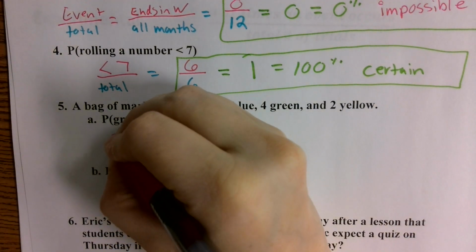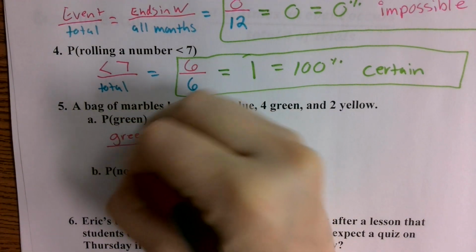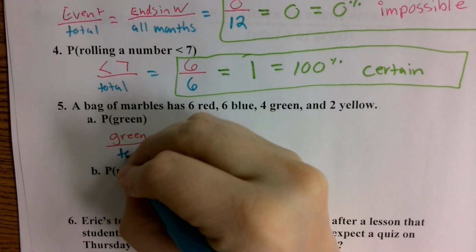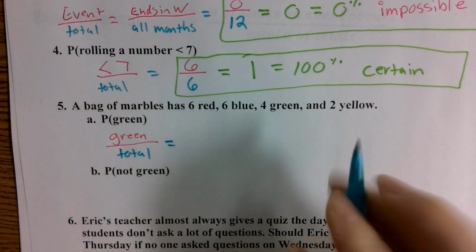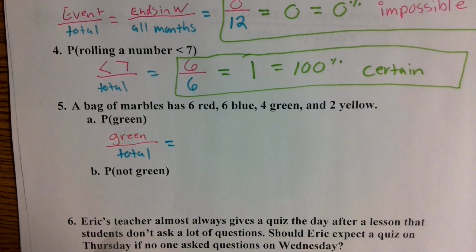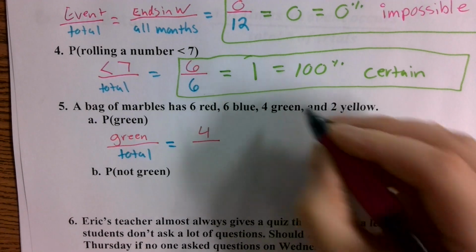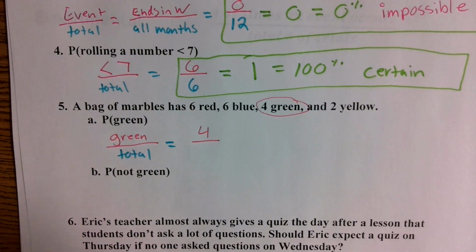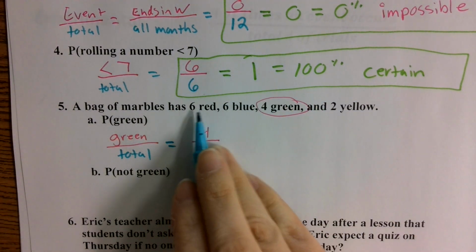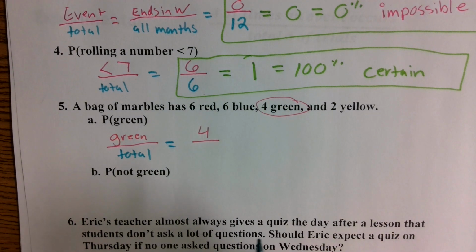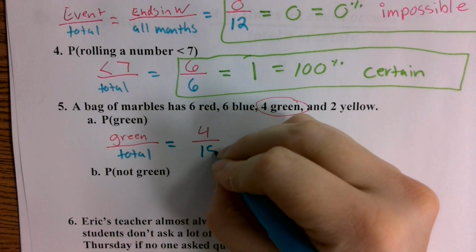I want the probability of green, so I want to know the number of green over the total number of marbles. How many green are there? 4. There are 4 green out of how many total? We just have to add 6 plus 6 plus 4 plus 2. What do we get? 18. So we have 4 over 18.